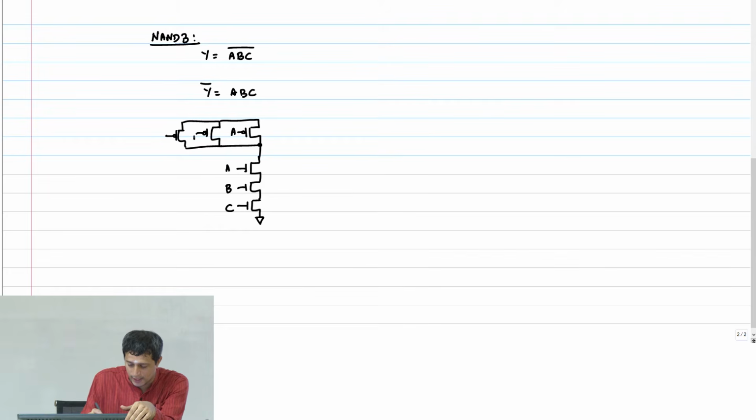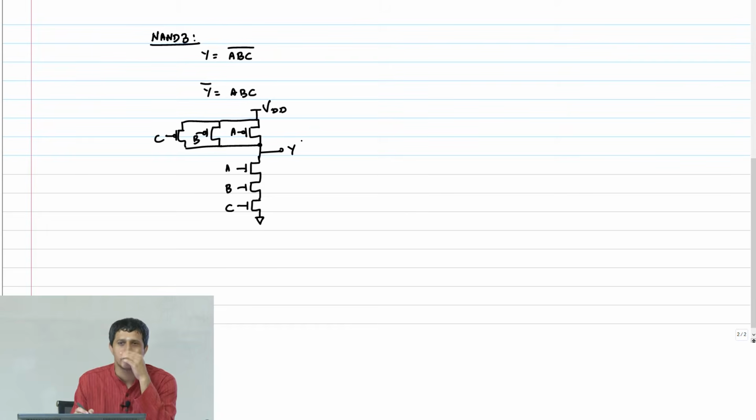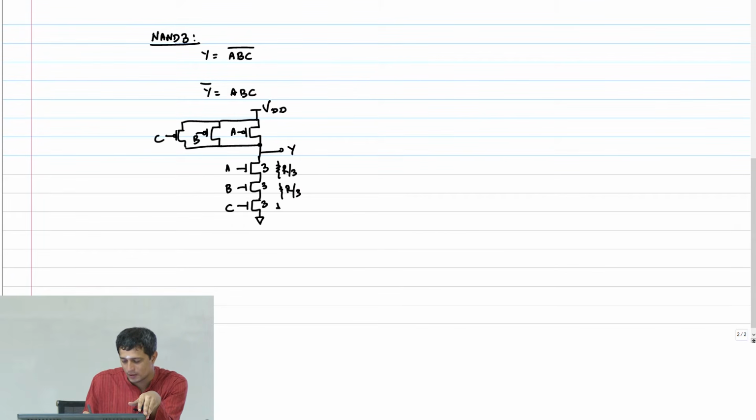Right, this again is A, B and C. The dual is: make all series into parallel, and connect the same inputs to those transistors. So now what should the size of the NMOS transistors be? 3R, right, because now there are 3 resistances. If I make this 3, 3 and 3, then each will give me a resistance of R by 3 and R by 3, right.